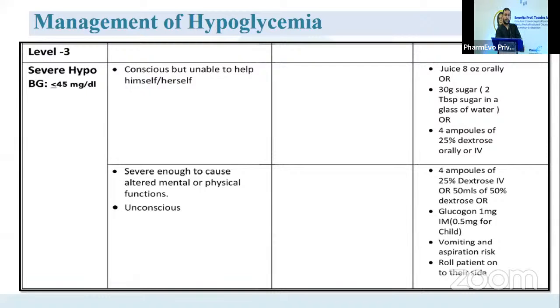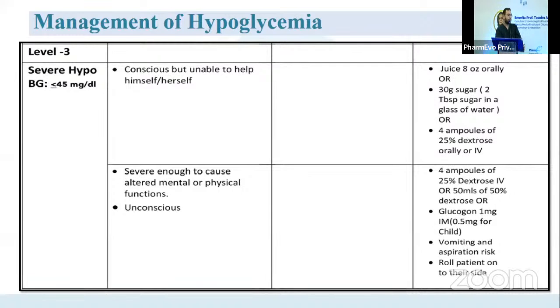And if it is severe enough to cause unconsciousness, then obviously the patient cannot take it by mouth. So we have to give immediate medical help. And we have to give 4 ampoules of 25% dextrose IV, or 50 mLs of 50% dextrose, or glucagon, 1 milligram IM for adults and 0.5 milligram for a child.